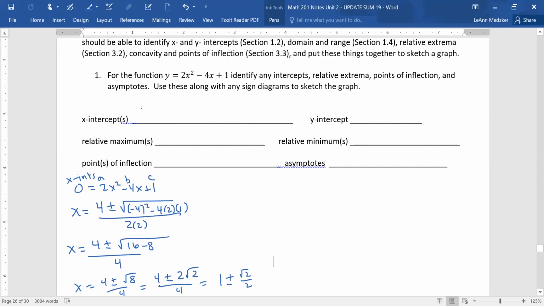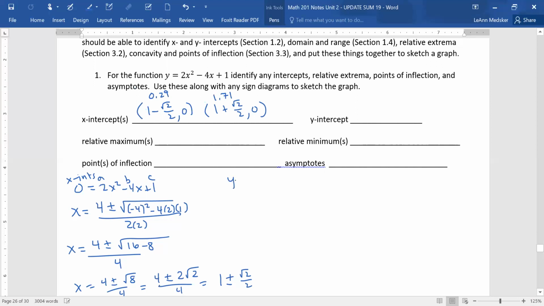There we go. So this is (1 minus the square root of 2 over 2, 0), because it's an x-intercept, and (1 plus the square root of 2 over 2, 0). Now this is the answer I like for exactness, but if you're going to graph this, you're going to round it. I would turn these into decimals just by using your calculator. This one comes out to about 0.29 and this one's about 1.71.